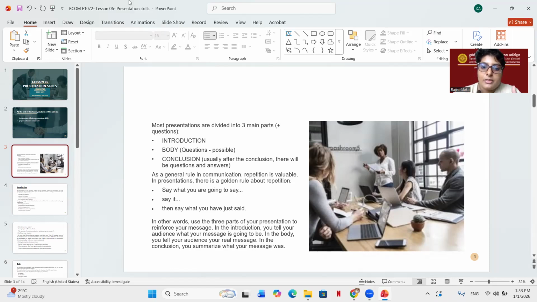So there is a rule, the golden rule. In the introduction, say what you're going to say. In the body, say it. And then in the conclusion, say what you just said. So in the introduction, we say in a summarized version what the presentation is about. In the body, we actually present it. And in the conclusion, we summarize what we already said.